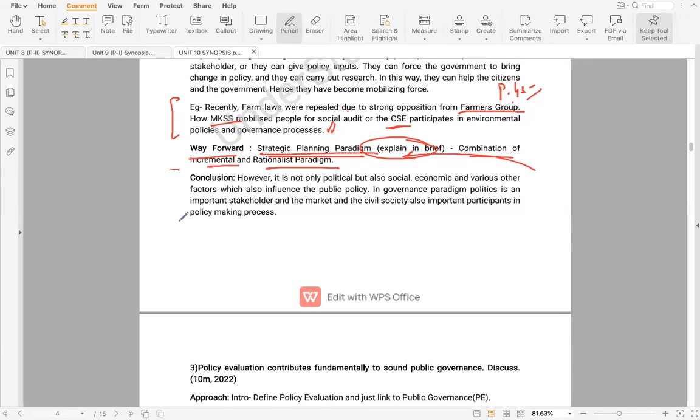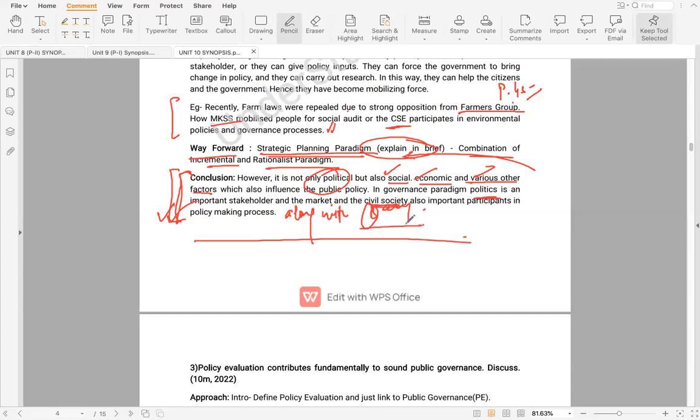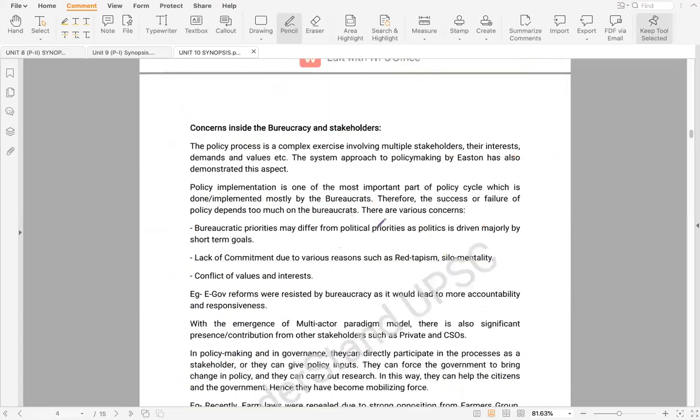So conclusion: however, it is not only political, but also social, economic, and various other factors. This is again a new dimension that you're trying to add, that it is not only political, but also social, economic, and various other factors which also influence public policy. In the governance paradigm, politics is an important stakeholder, and the market and the civil society are also important participants in the policy making process, along with the bureaucracy. These are the three stakeholders that the question introduced, right? So politics, civil society, and bureaucracy. Fair enough. This is how you have to answer this question. Moving on to the next one.